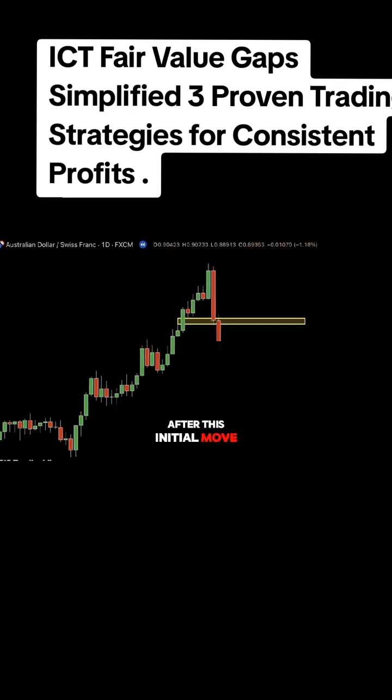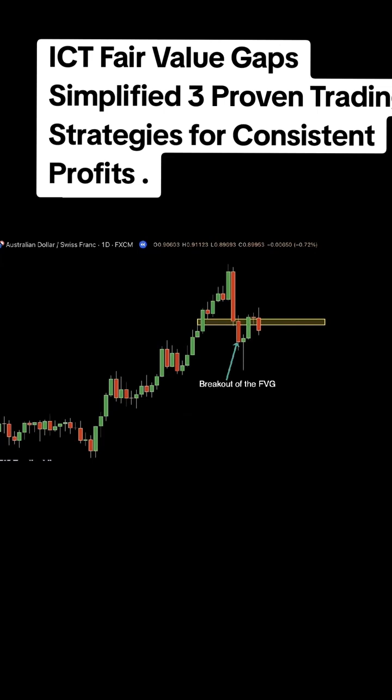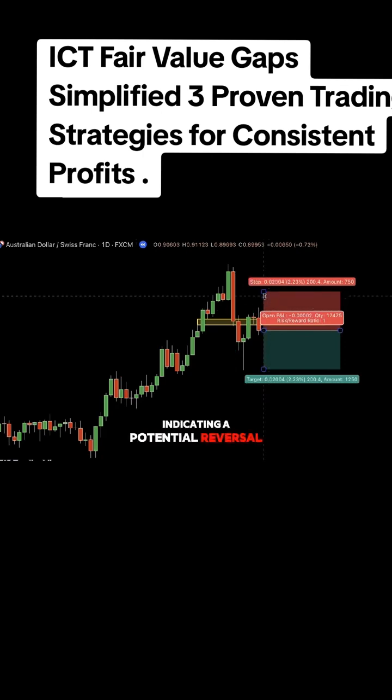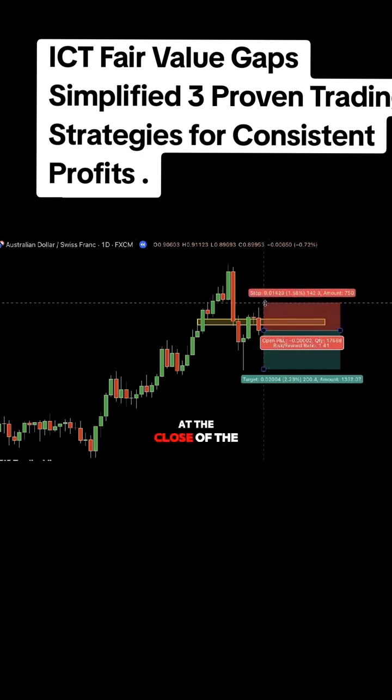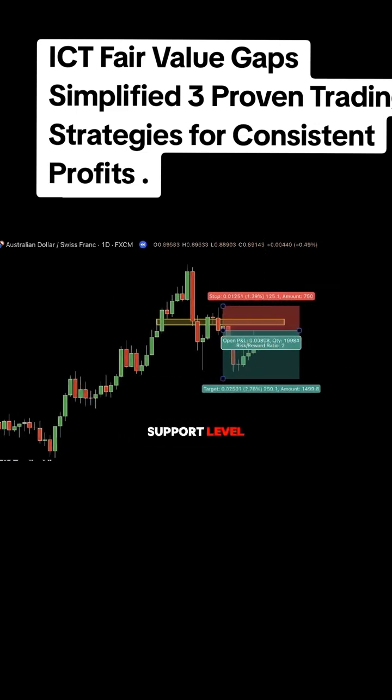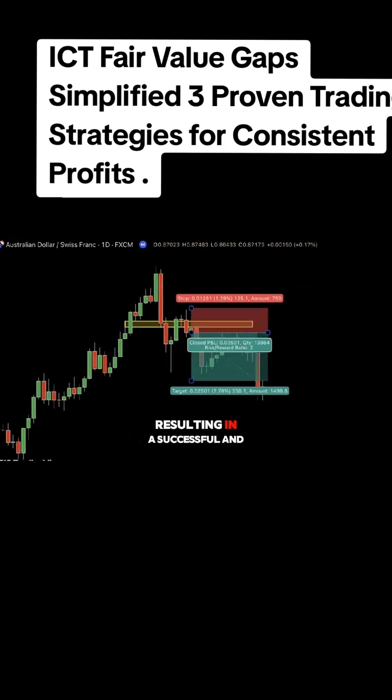After this initial move, the price broke through the gap. Following this break, the price retraced back to test the fair value gap, which now acted as a resistance level. At the point of contact, the price rejected the gap, indicating a potential reversal. A short position was taken at the close of the rejecting candle, with the stop loss placed just above the fair value gap zone. The profit target was set at the next significant support level, which the price reached, resulting in a successful and profitable trade.